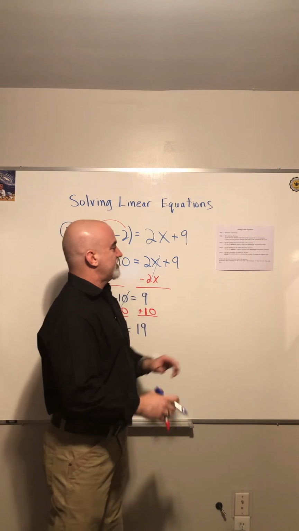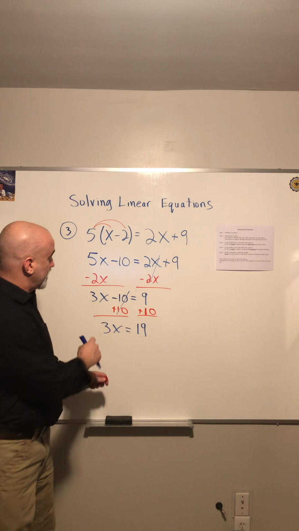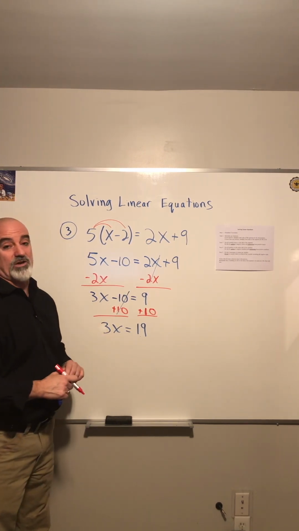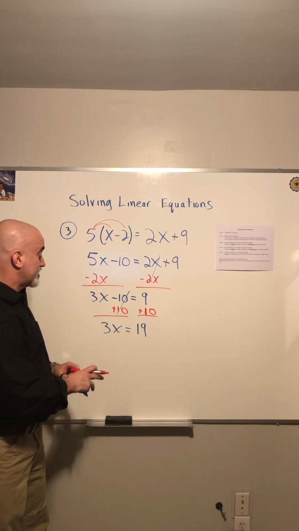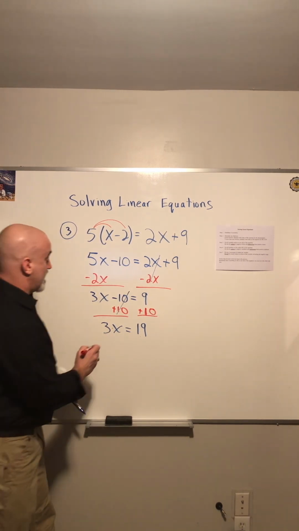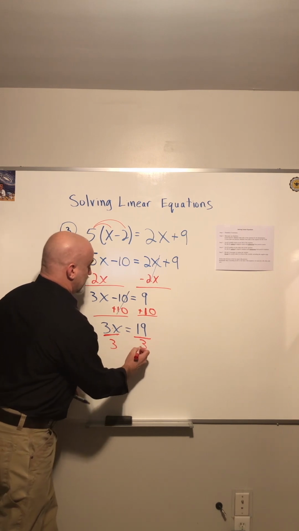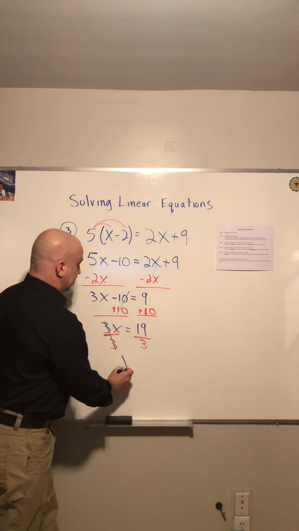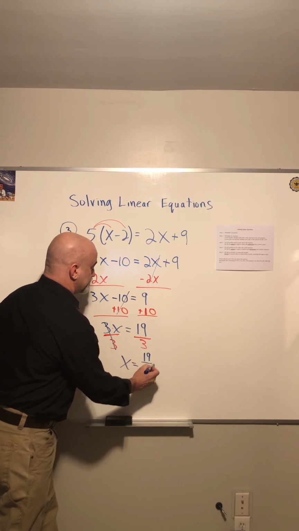Then step 5, divide if necessary to isolate the variable. It is necessary. We need to get this x by itself. It's being multiplied by 3. So what's the opposite of multiplying by 3? Dividing, right? We can't subtract here. Always think opposites. That x is being multiplied by 3. We want to do the opposite. We divide by 3. So I'll make a little division sign here. So then these 3's will cancel. So we'll get x equals 19 divided by 3.